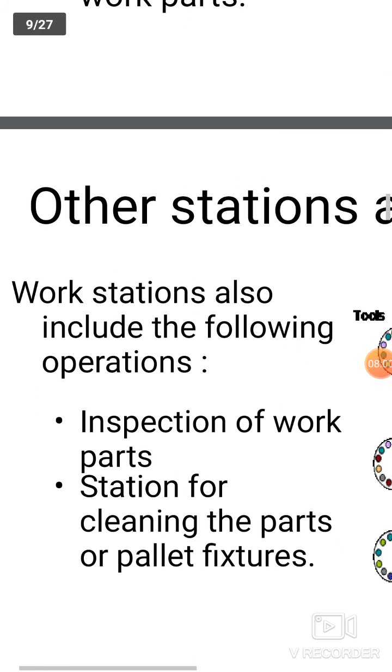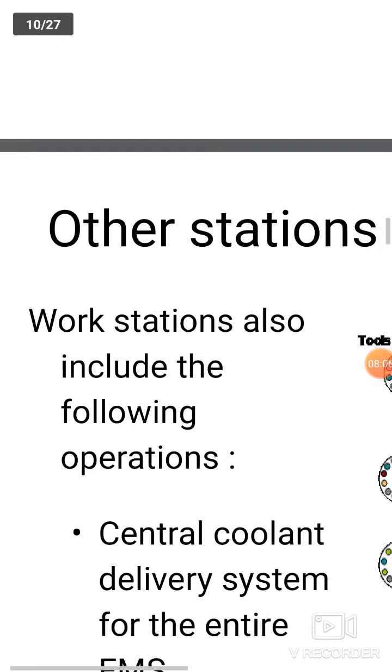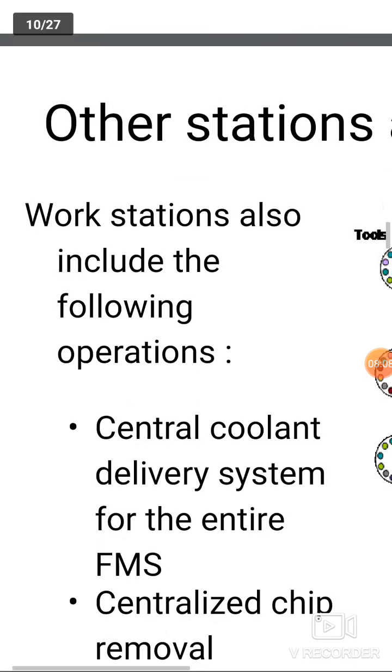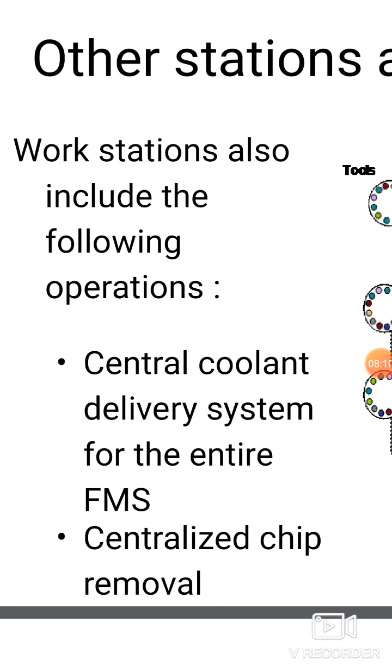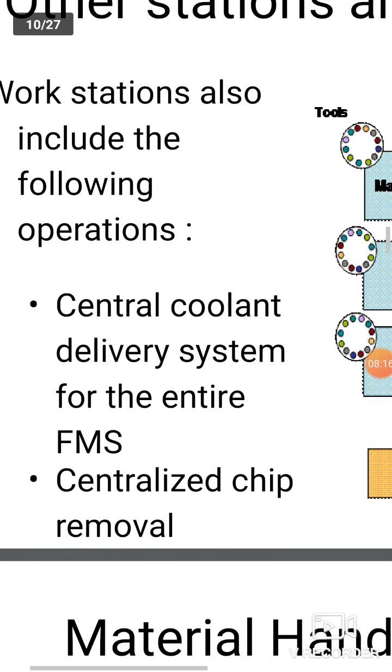Workstations also include inspection and stations for cleaning the work parts or pallets. They also include operations like the central coolant delivery system for the entire FMS and central chip handling. So all these are different stations, which are called other stations and equipment.